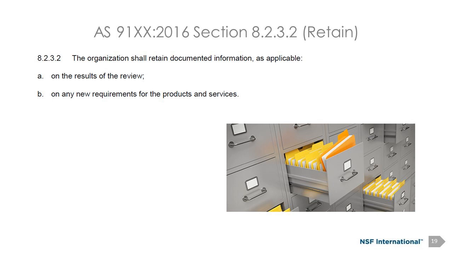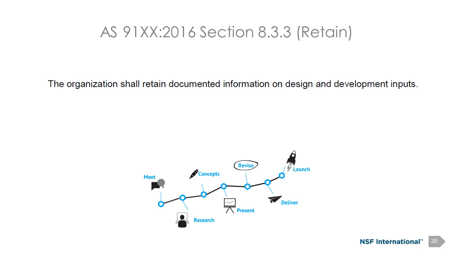Under 8.2.3.2, this is under the contracting piece. The organization shall retain documented information as applicable of the review of the results and any new requirements for products and services. So when we've gone through the review to make sure that we can build it, we can meet the customer's needs, etc., we have documented information retained to that. Whether it's a stamp or signature on the PO or some order acknowledgement type form, it doesn't necessarily prescribe. It just says we need to have some way of ensuring that this has been reviewed.